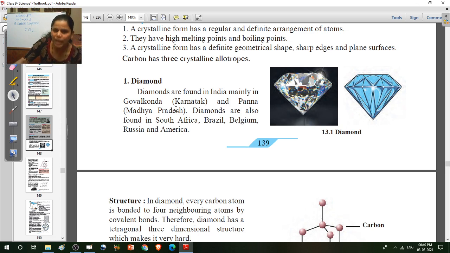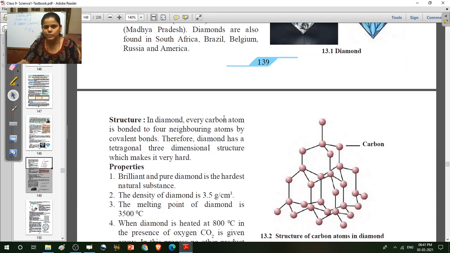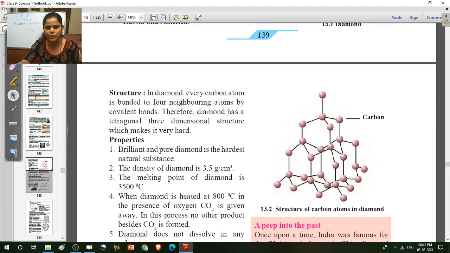Okay, so diamonds are found in India. Mainly Karnataka and Madhya Pradesh. In Karnataka, Golconda, and in Madhya Pradesh or MP, in Panna. Okay, and diamonds are also found in South Africa, Brazil, Belgium, Russia, and America. These countries. Clear? Then, see the structure of diamond.